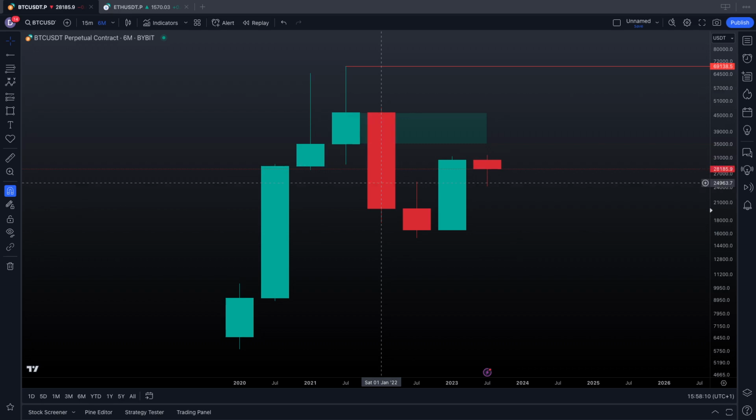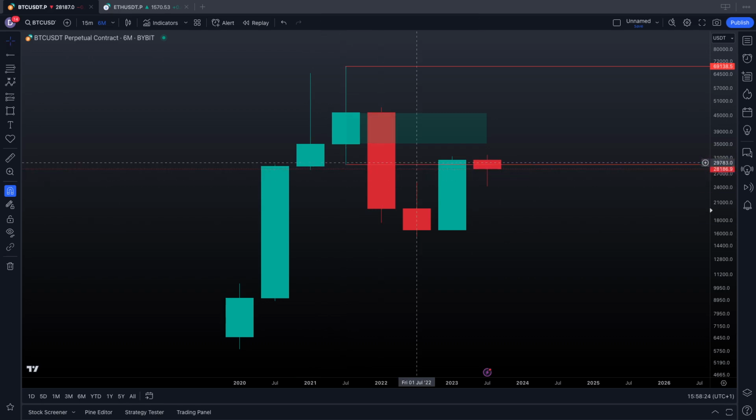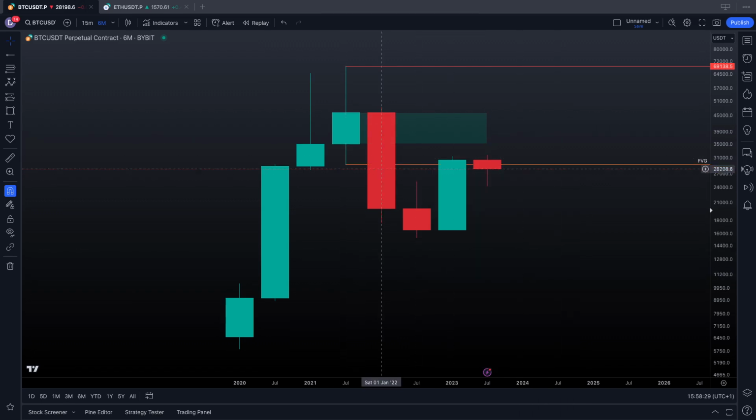Now, typically when this happens, you leave behind an order block, you leave behind a fair value gap, an imbalance. In this case, we had this massive order block. We also left behind this fair value gap down here as well. And I'm just going to label this to show some difference. So we left behind an order block and we left behind a fair value gap.